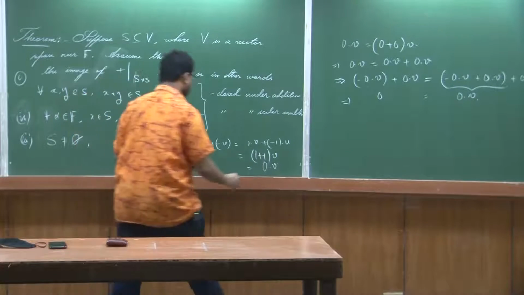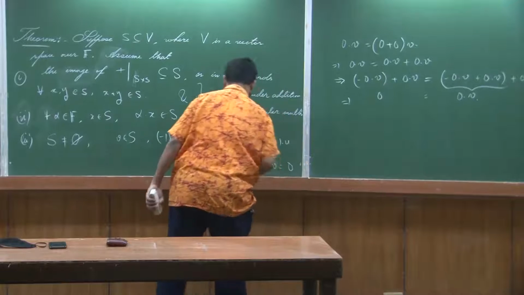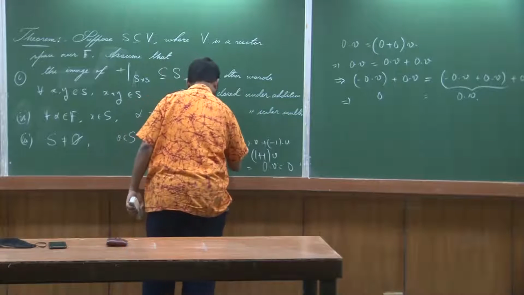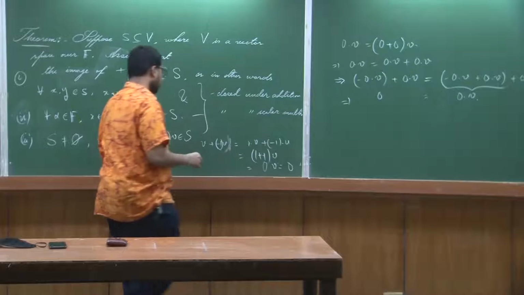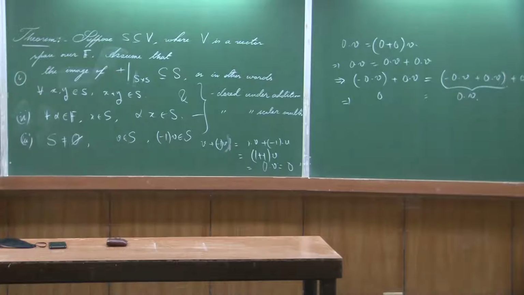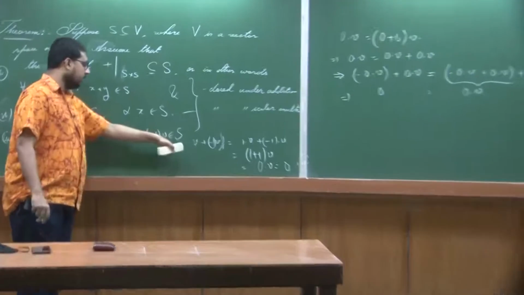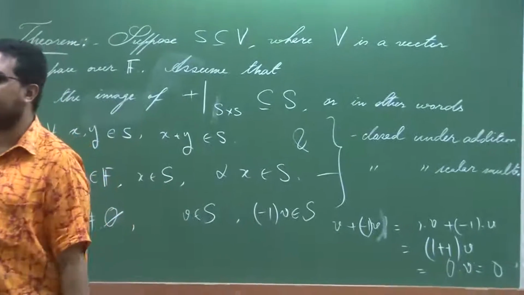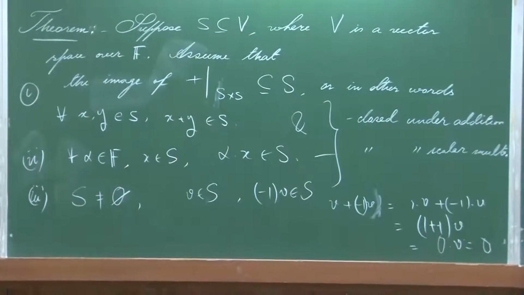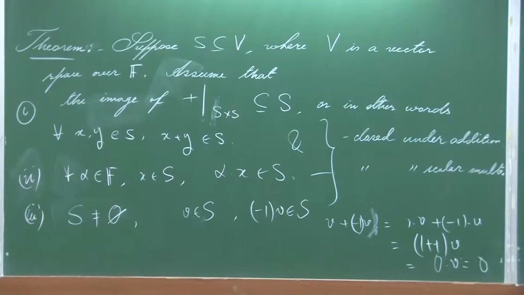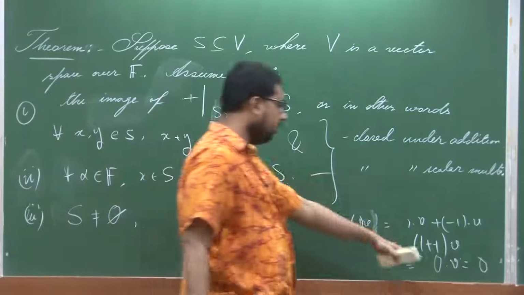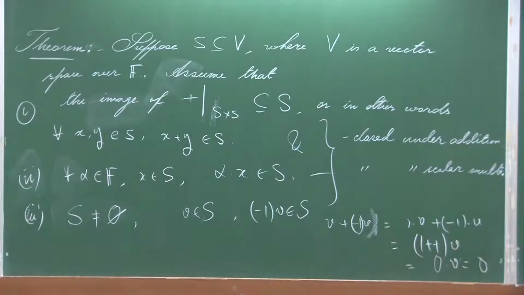Therefore, minus 1 times v is actually the additive inverse of v. Okay. So, if there is some v in S, then minus 1 times v happens to be in S. Minus 1 times v is nothing but the additive inverse of v, that is what we have checked. Therefore, since S is closed under addition, it will force 0 to be inside S.